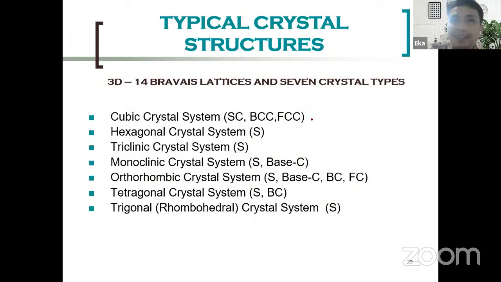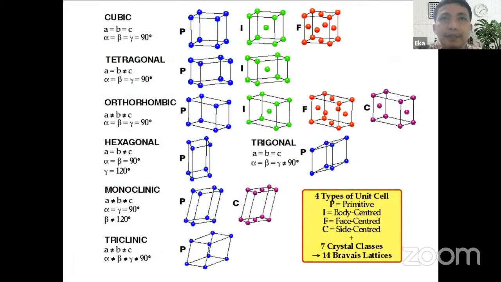We also have other terms: cubic system, hexagonal, triclinic, monoclinic, orthorhombic. Wow, it's very complicated. But if you are interested, you can download the video from YouTube and study it further by yourself. This is the example we have: cubic, face center cubic. This one, what do we call it? Base center cubic.